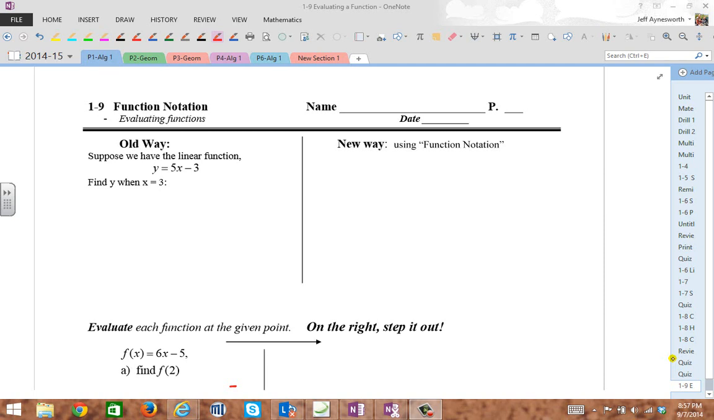Today we go through a lesson on what's called function notation and how to evaluate functions using this crazy notation called function notation. So let's go back in time. Let's do the flux capacitor actually, and do what we've done a long time ago.